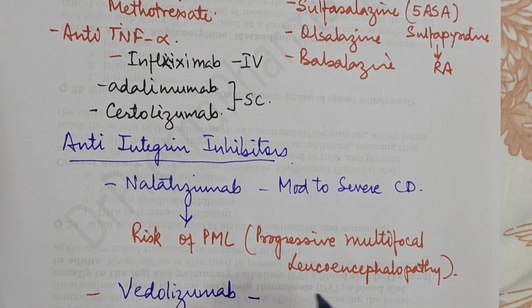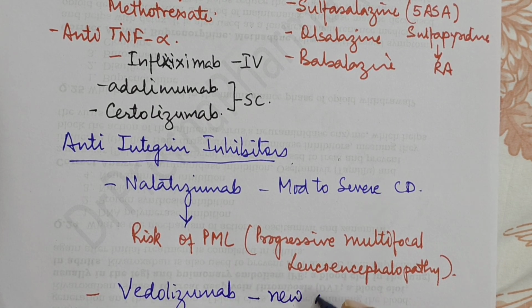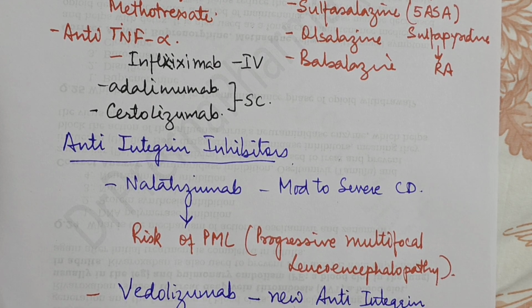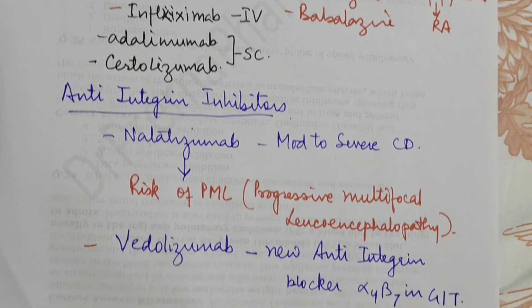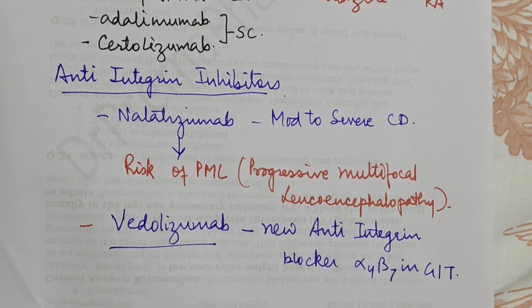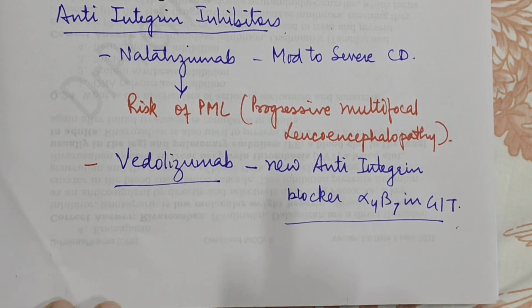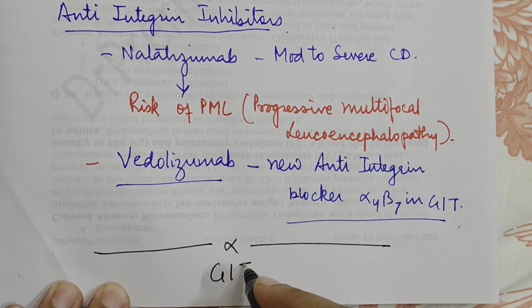Then another drug that we have is vedolizumab. This is again a new anti-integrin blocker, alpha 4 beta 7 in GIT. Okay. So we have another drug that is vedolizumab. This is a new anti-integrin blocker. So these are new drugs which are used in the treatment of Crohn's disease. So now with this we complete the GIT.